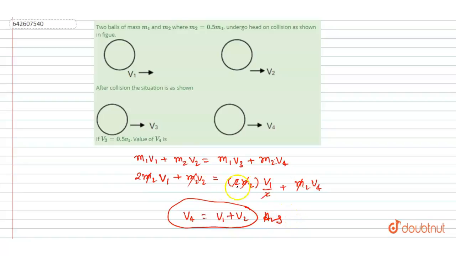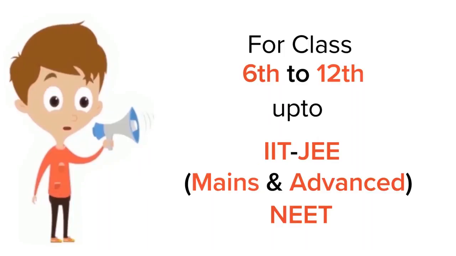Simple. Here we only have to apply the momentum conservation equation. So this is the conservation of momentum equation, right? So we just apply this and we got the answer v4 equals v1 plus v2, and this is our answer. Simple. Thank you.